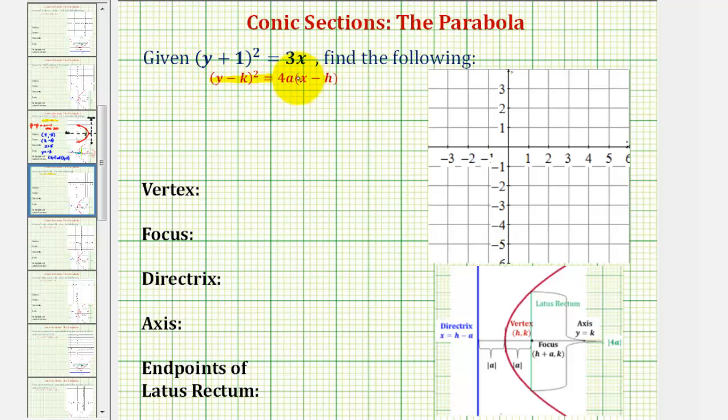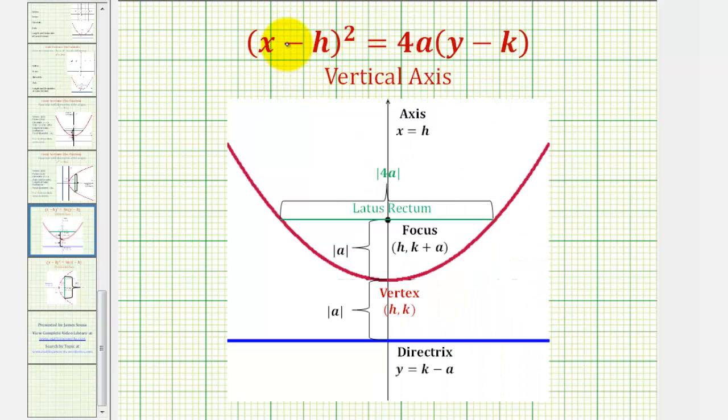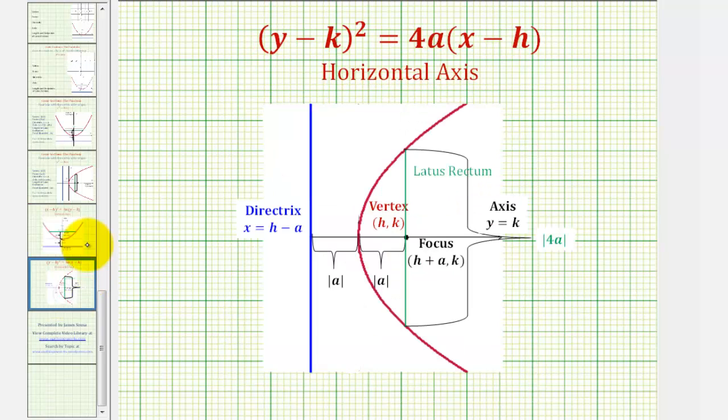in this form here. So for a quick review, if the x part was squared and the y part was raised to the first power, then we'd have a vertical axis, meaning the parabola would open up or down. But again, in our case, the y part is squared and the x part is to the first power, so our parabola has a horizontal axis and the parabola will open left or right based upon the sign of a.